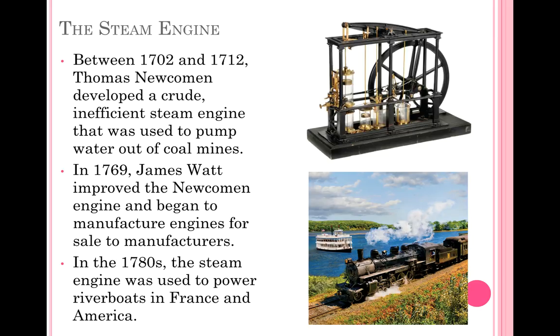Watt's engine provided a source of power that allowed factories to be located where animal, wind, and water power was lacking. In the 1780s, the steam engine was used to power riverboats in France and America. And in the 1830s, the development of more efficient engines made it possible to build ocean-going steamships. Obviously, this picture is incredibly photoshopped. Not the point, it just shows you what you can do with the steam engine: riverboat, ocean liner, as well as trains.